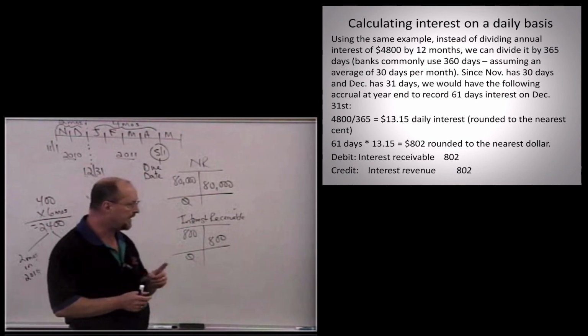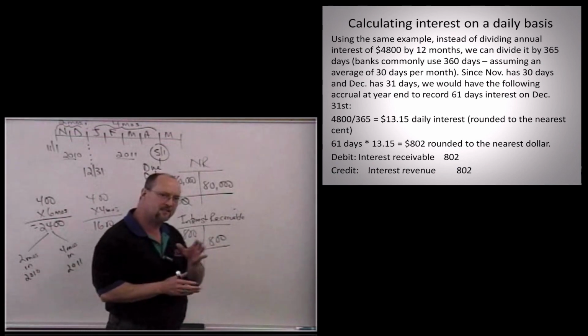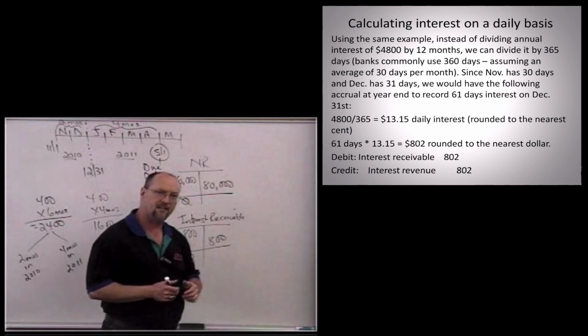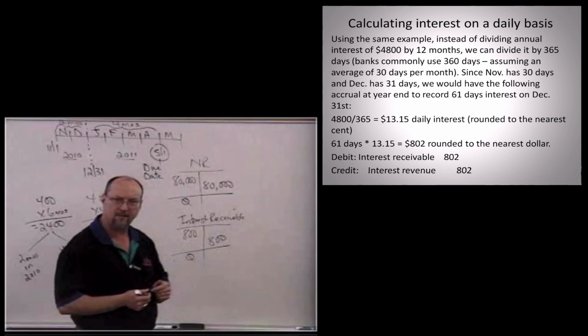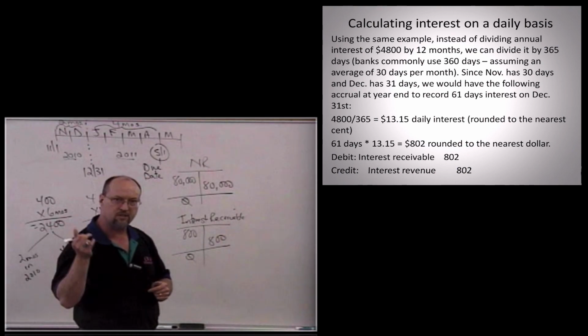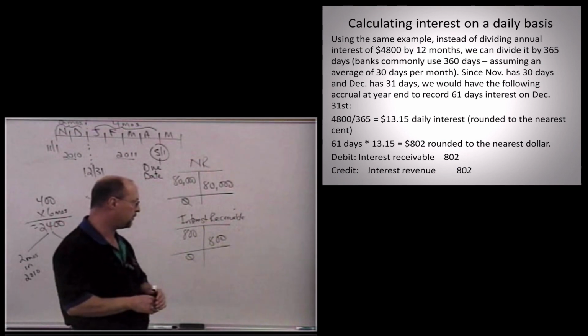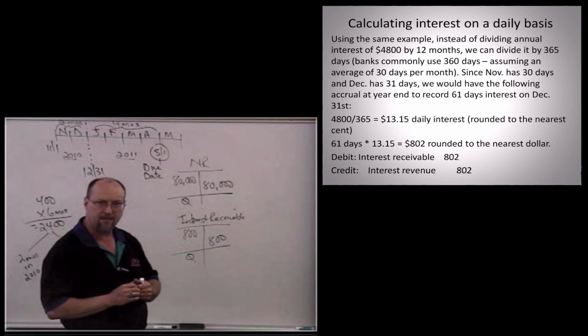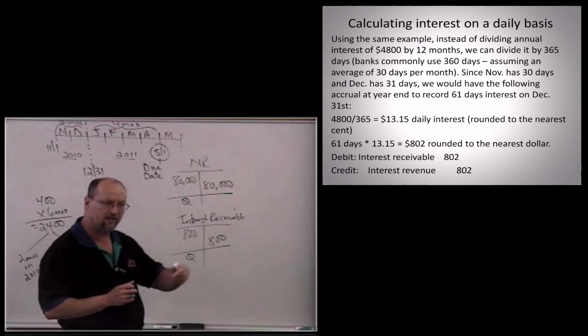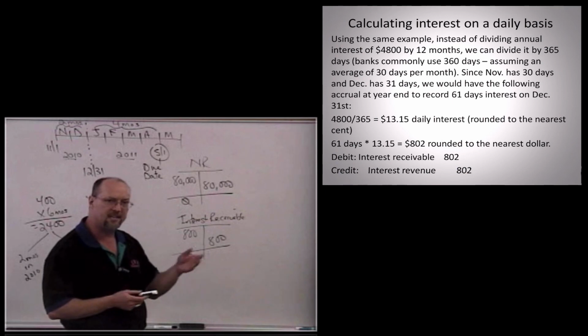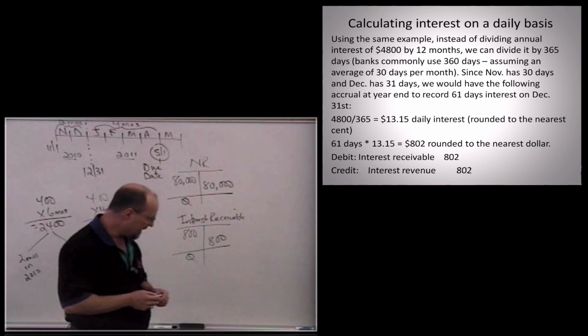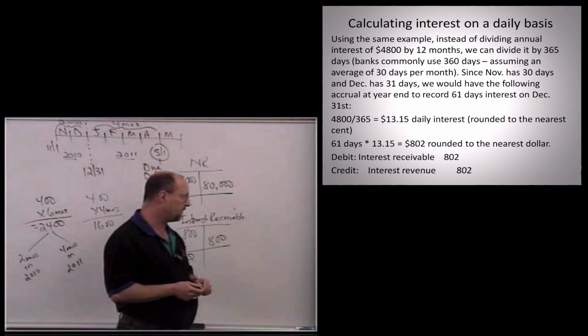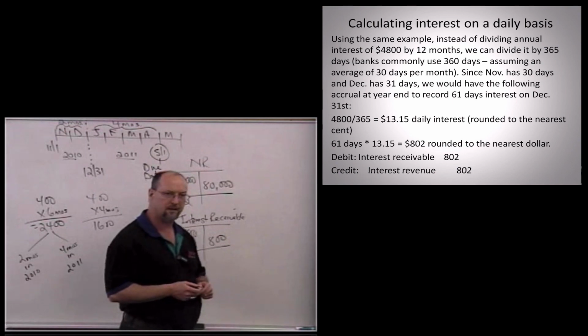And so my adjusting entry is going to be slightly different because instead of monthly interest, I calculated daily interest, but it's not off by very much. The first one using monthly was 800. Here we came up with 802. Had I used a 30-day month and a 360-day year, I would have come up with $800. Okay, and my adjusting entry, debit interest receivable, 802, credit interest revenue, 802.